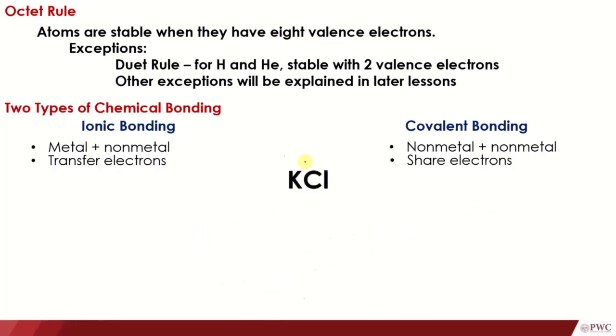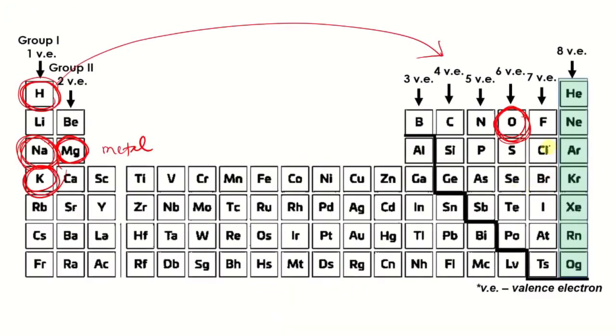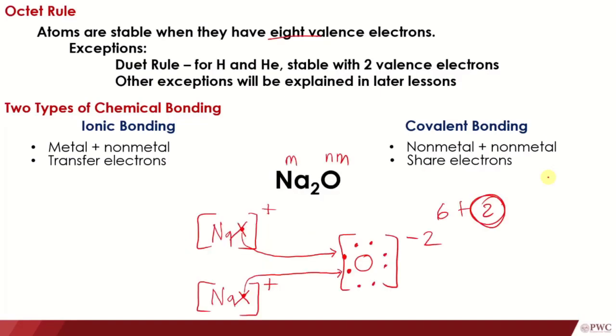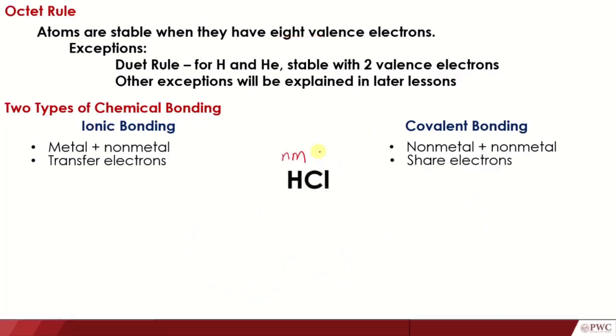How about chlorine? Cl is also a non-metal, right? Cl is over here. So in this case, both of the elements are non-metals. It's a non-metal plus a non-metal. Therefore, this one is a covalent compound. Here, they share electrons. Okay, let's do the electron dot structure for this.